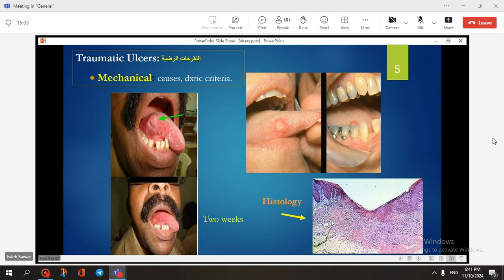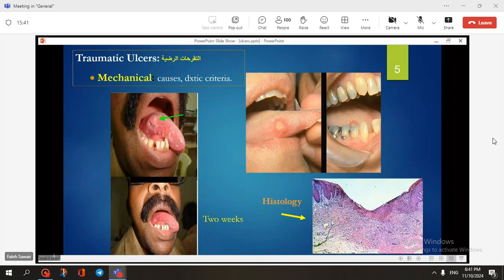If the ulcer persisted in the same site after 2 weeks, with no healing, this means that it is not the result of this cause. So you have to think about something else. You have to take a biopsy. In any ulcer, if you do not find the cause, or if removal of the cause did not result in healing of the ulcer, you have to take a biopsy.